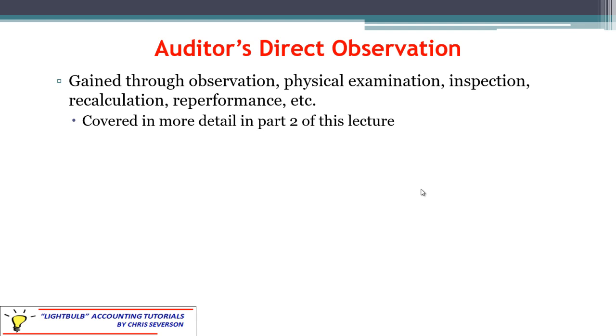Now, recalculation, this is when we're looking at an actual amount. We could be looking at something like a sales revenue balance, and we could take a look at the various invoices, multiply the unit counts by whatever the price was to determine what the total price should be, and make sure it just matches out, foots out, and everything. So that'd be recalculation. Reperformance is very similar, but reperformance might be even with a control. You might be reperforming a control to make sure it works as it was supposed to. So again, these are covered more in part two.